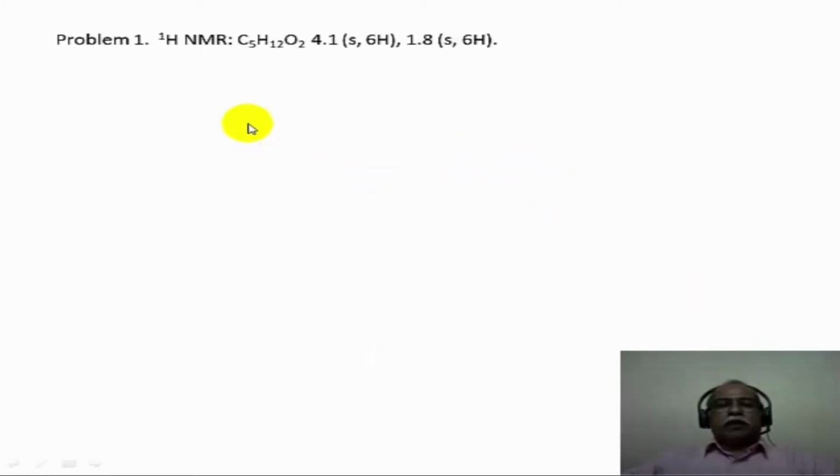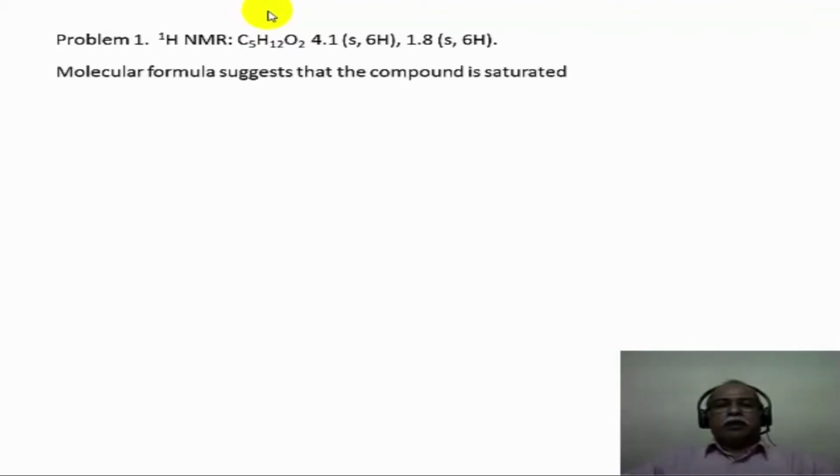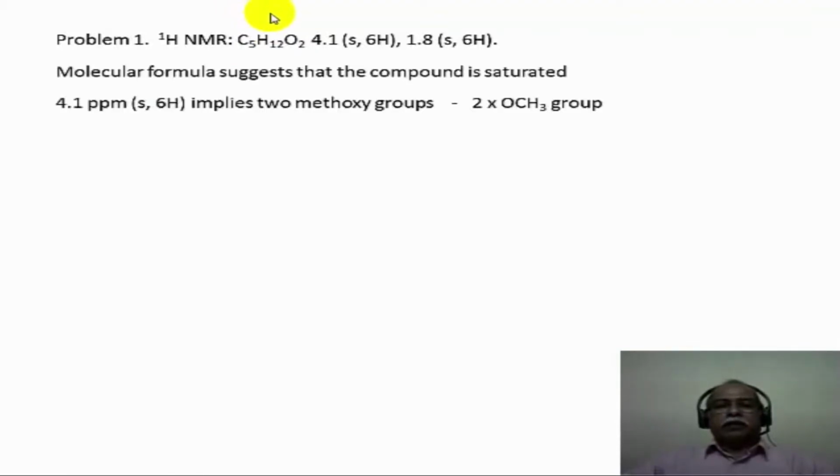The proton NMR data is given for a very simple molecule with a molecular formula C5H12O2. Molecular formula gives very important information regarding the degree of unsaturation or the number of double bonds present in the molecule. Now, this particular molecular formula suggests that it is a saturated compound with a double bond equivalence of 0. The proton NMR data is given.